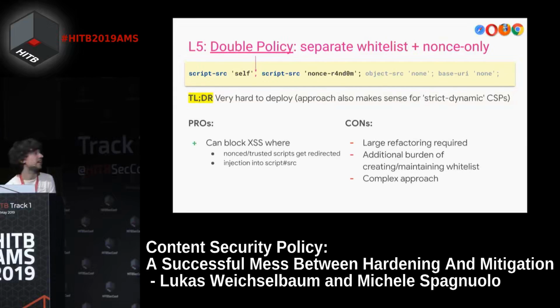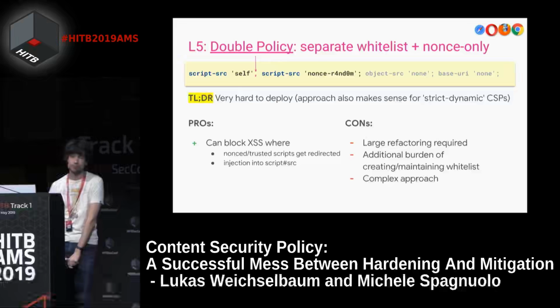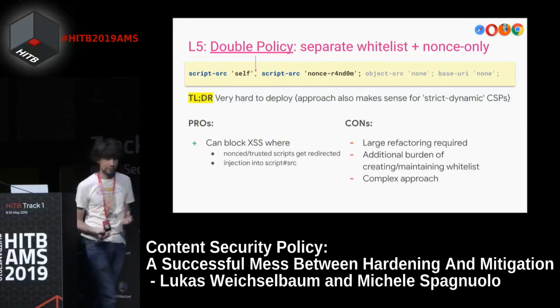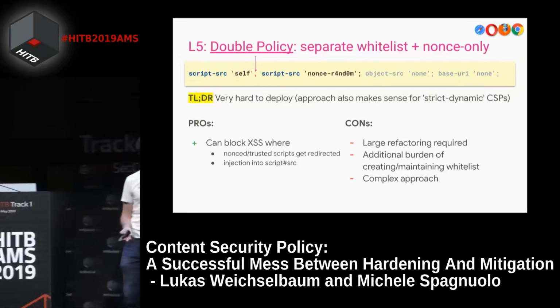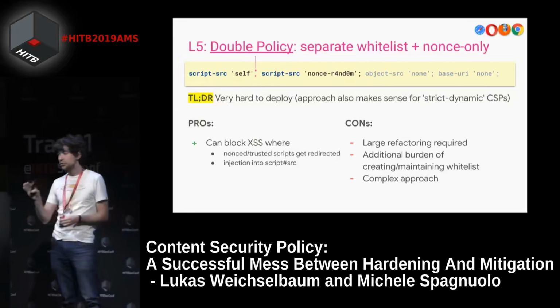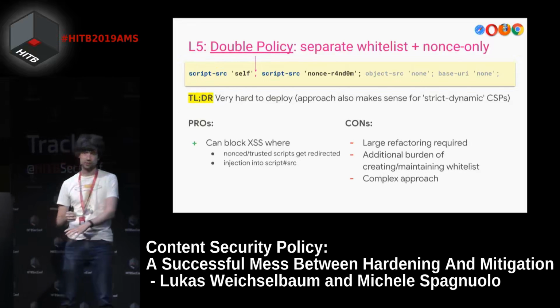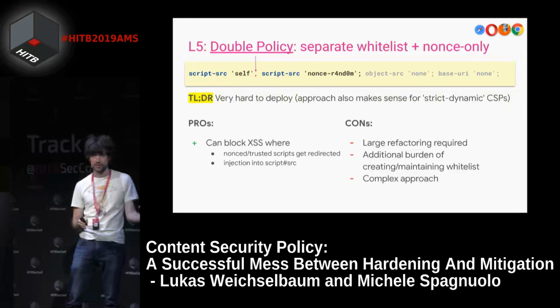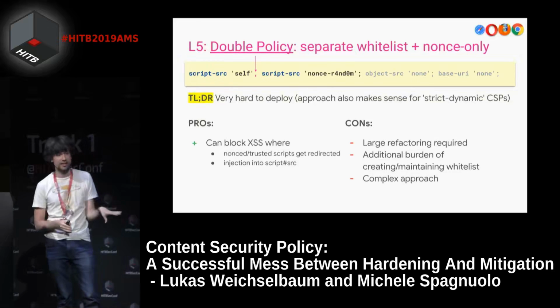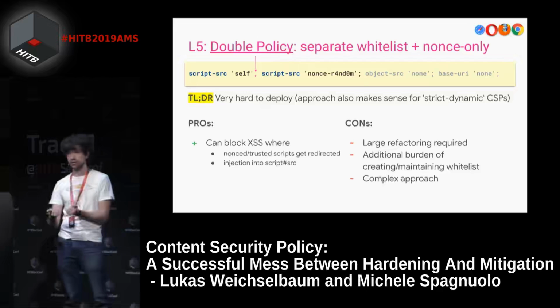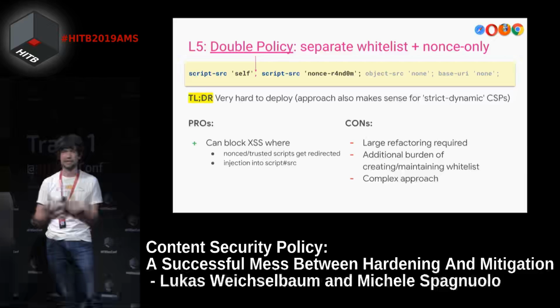And this is the level 5, the double policy, whitelist plus nonce-only. So you might wonder, but weren't whitelists always bypassable? Yes. But here we're not using the whitelist against XSS. We are using the whitelist together with the nonce-based policy. So the nonce-based policy is the one that provides protection against XSS, while the whitelist is only an extra condition to basically break when something is not as you would expect.